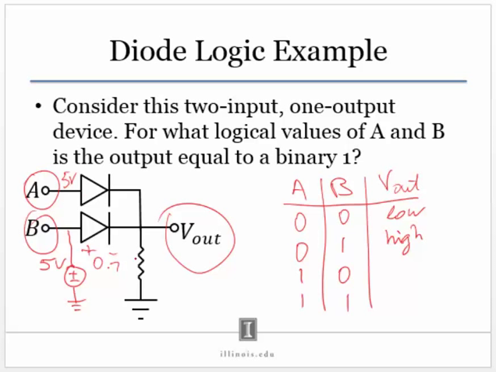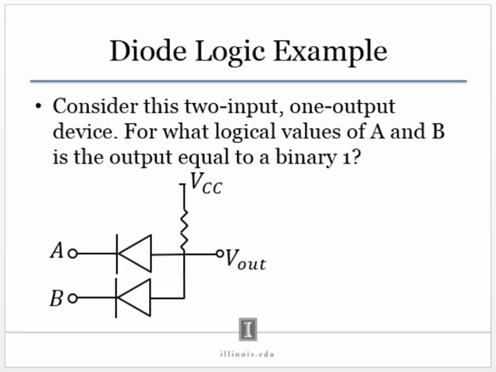And of course the same thing is going to happen if you just turn on diode A. That's going to be high as well. And if you turn them both on, V out is going to be high. So what kind of gate is this? This is an OR gate. It's not going to let me write over there, so I'm just going to write it like this: OR gate.